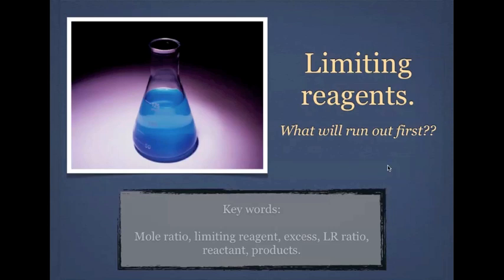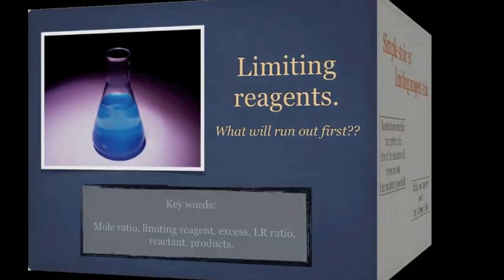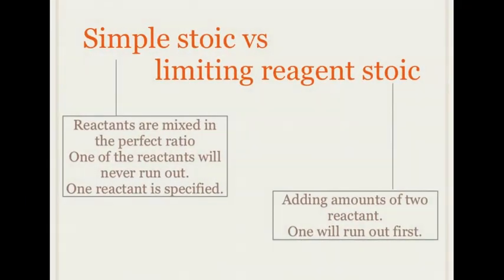So let's have a look at what limiting reagents are. We'll compare it to what we've been doing, our simple stoichiometry. What we're doing with our simple stoichiometry is we're imagining that reactants are mixed in the perfect ratio so that the reaction works perfectly, or we assume that one of the reactants will never run out. In these questions you normally just have one reactant which is specified, or you have a product which is specified, saying how much of this stuff do you need to make a certain amount of product. That doesn't normally happen in real life.